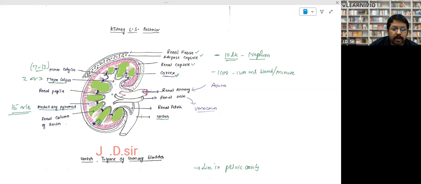This is called the major calyces. Then their branches are called minor calyces, right? And this part is called the renal pelvis. The renal artery brings the blood in for filtration. The renal vein takes the filtered blood back to the vena cava, and that's how the filtration takes place, right?